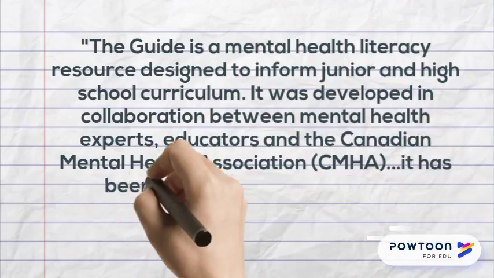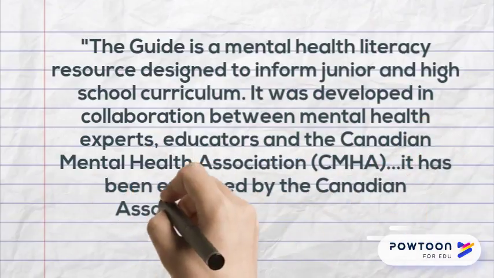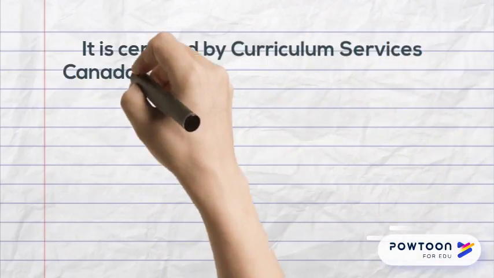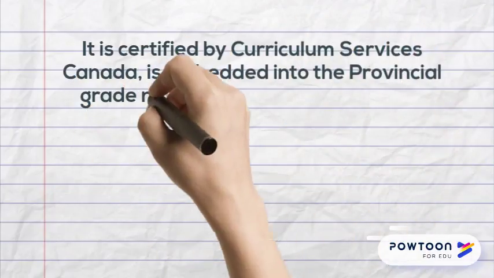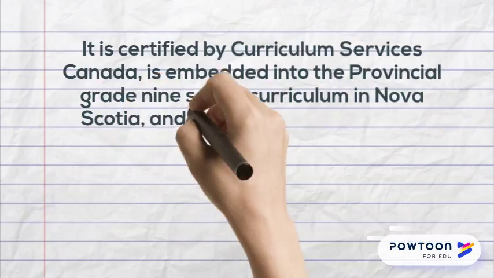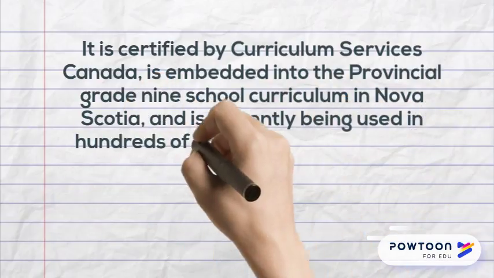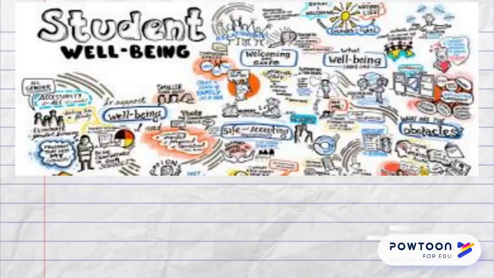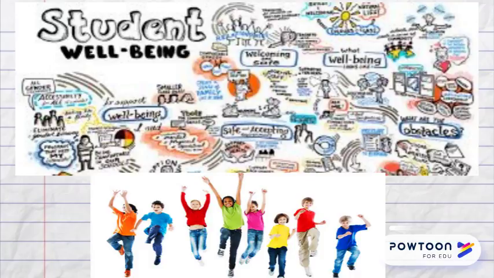It has been endorsed by the Canadian Association for School Health, is certified by Curriculum Services Canada, is embedded into the provincial grade 9 school curriculum in Nova Scotia, and is currently being used in hundreds of additional schools across Canada. Mental health literacy has to be taught to our students and our children. In Nova Scotia, it is being introduced in grades 7 through 9 as part of the Healthy Living curriculum.